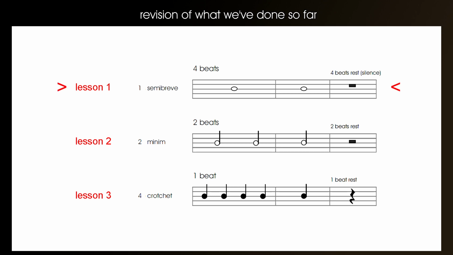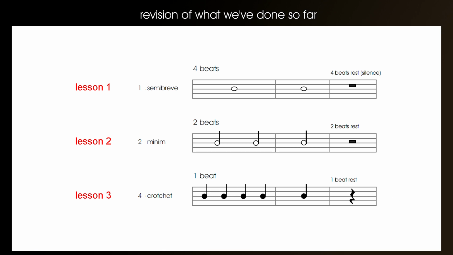In lesson 1, we learned about the semibreve, which lasts for 4 beats, and the semibreve rest lasts for the same 4 beat silence. In lesson 2, we looked at the minim, which lasts for 2 beats, and the minim rest lasts for 2 beats as well. With all the rests, it should be silent. Then, in lesson 3, we looked at the crochet, which lasts for 1 beat, and likewise the crochet rest lasts for 1 beat as well.